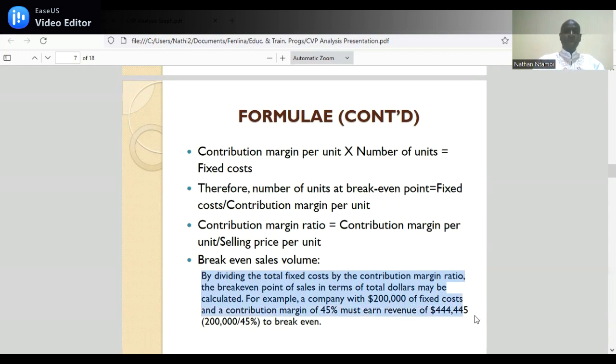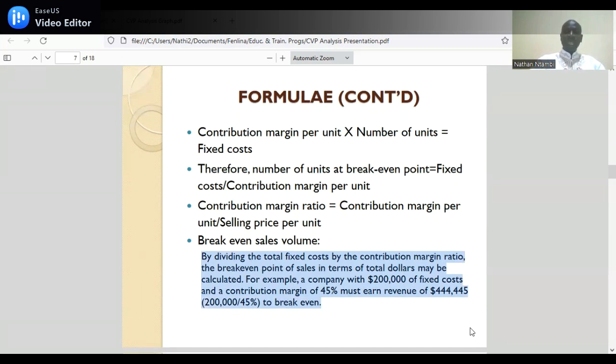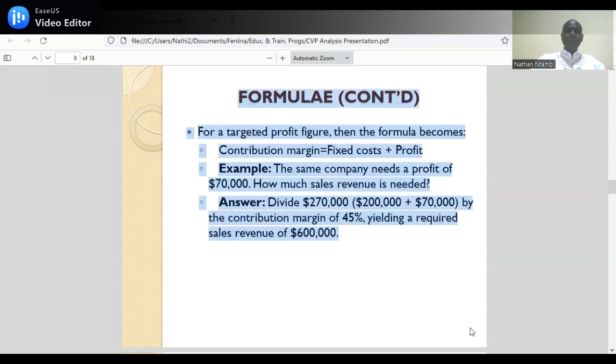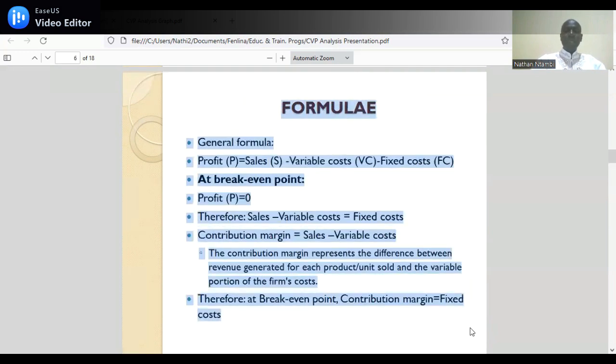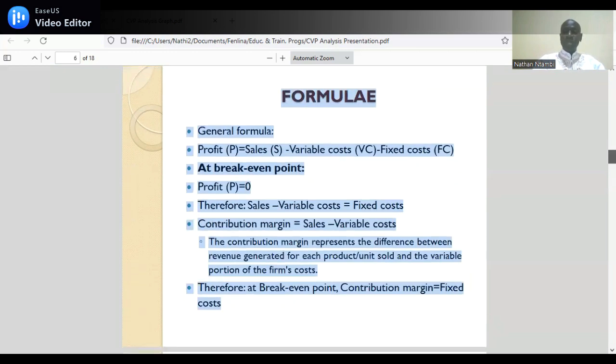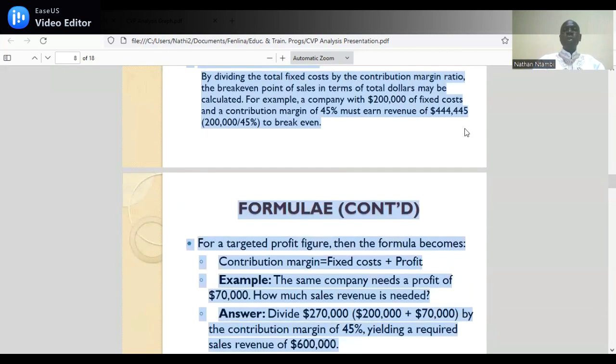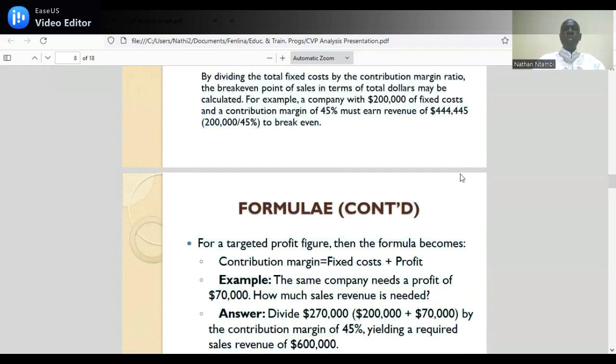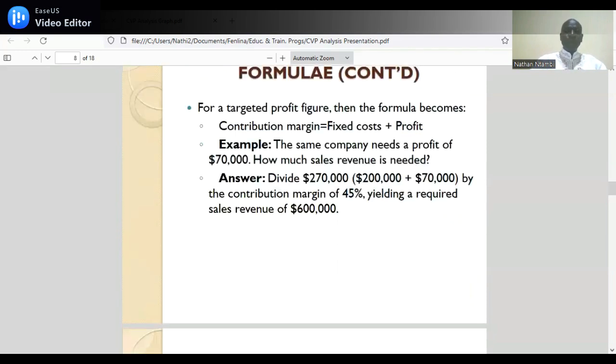For example, a company with 200,000 of fixed costs, we divide the 200,000 of fixed costs by the contribution margin ratio to come up with the amount that we are required to calculate, which is, in this case, 444,445. For a targeted profit figure, then the formula becomes contribution margin, which is equal to fixed costs plus profit.